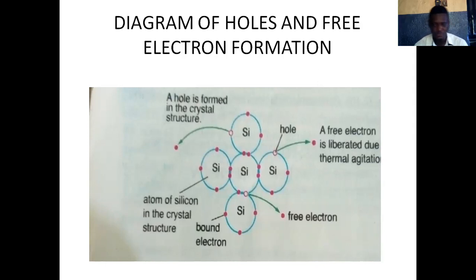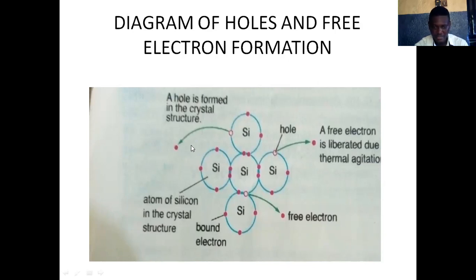Let's use the word being used now, liberated. But I told you that liberated means what? Jumping away, moving away from that particular spot. And when the electron moves away from that particular spot, there will be holes created. So this hole is now our positive charge carrier. Now, the electrons are our negative charge carrier.